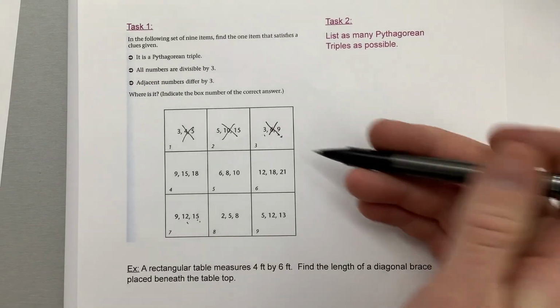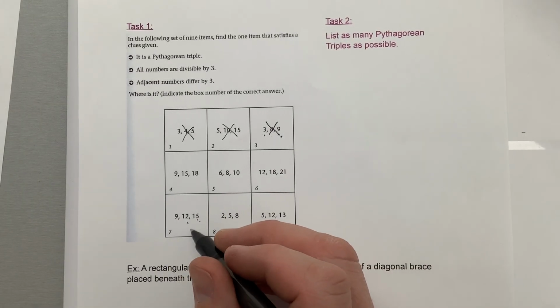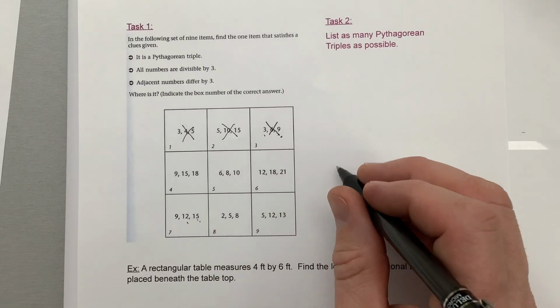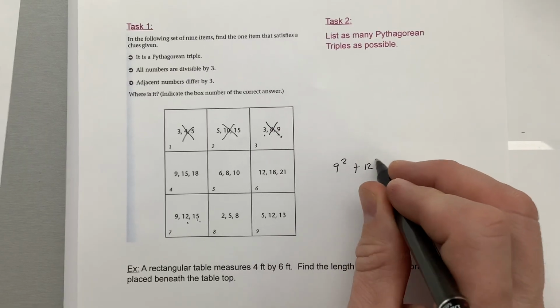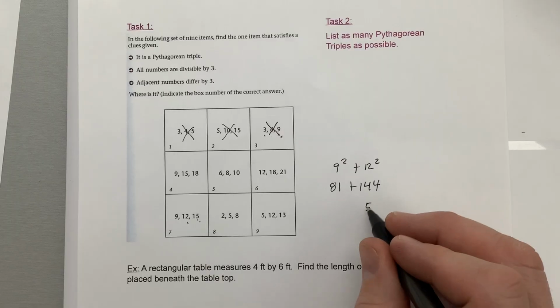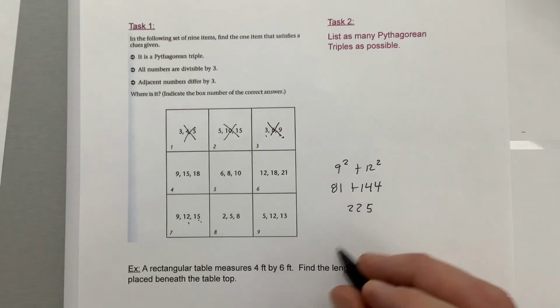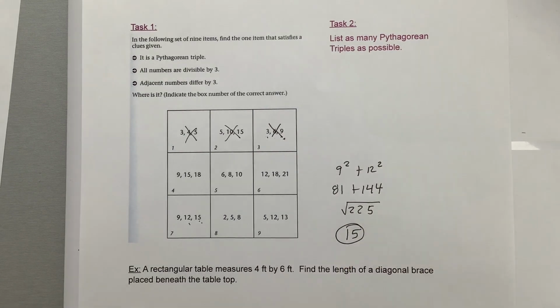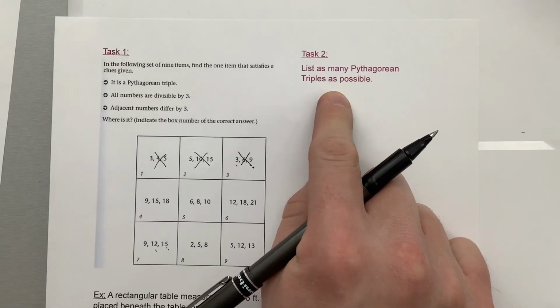9, 12, 15. They all differ by 3, yes? Are all three numbers divisible by 3? Yes. Now let's check it. 81 plus 144 is 225. Square root of 225 is 15. So yes, it does satisfy the Pythagorean theorem. It is a Pythagorean triple, and it satisfies the other two. Yep. We're going to come back to task number 2 when we're all said and done.